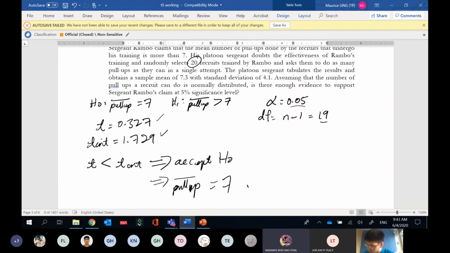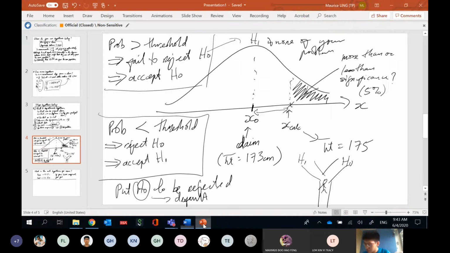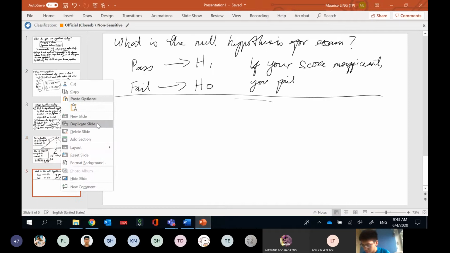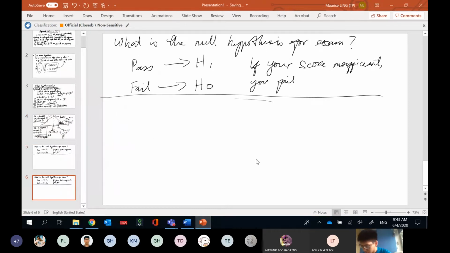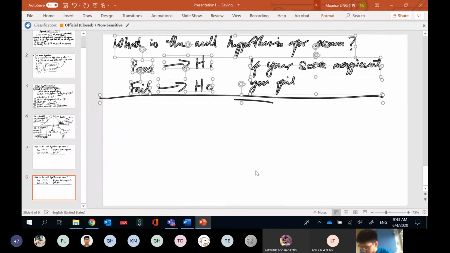Okay. Now, why is there a T statistic? Let me show you another scenario. Why on earth do we have two different statistics? Okay, let me just find this.